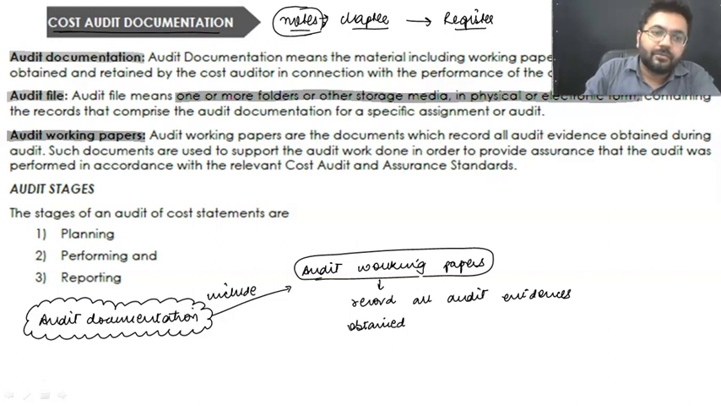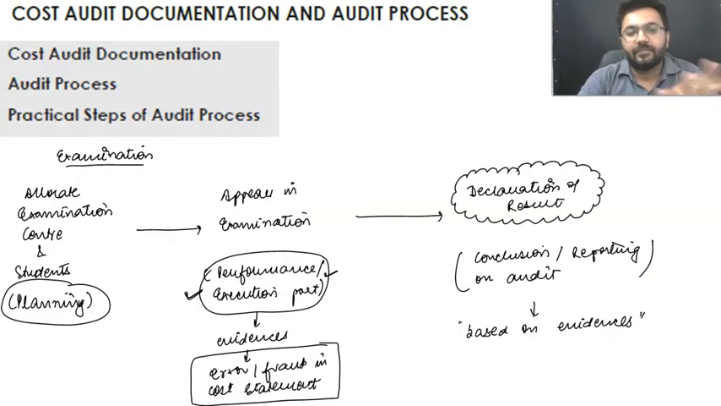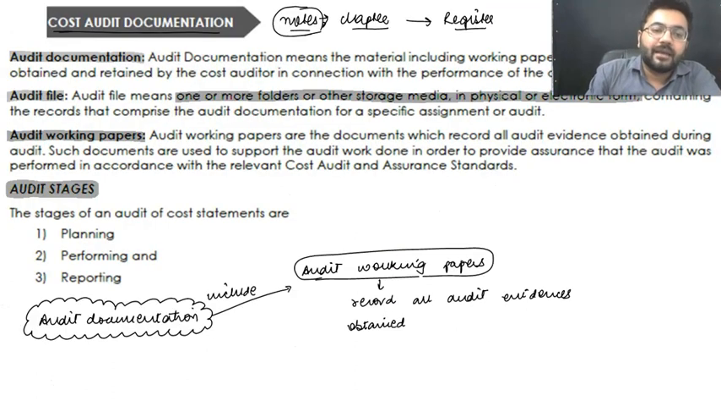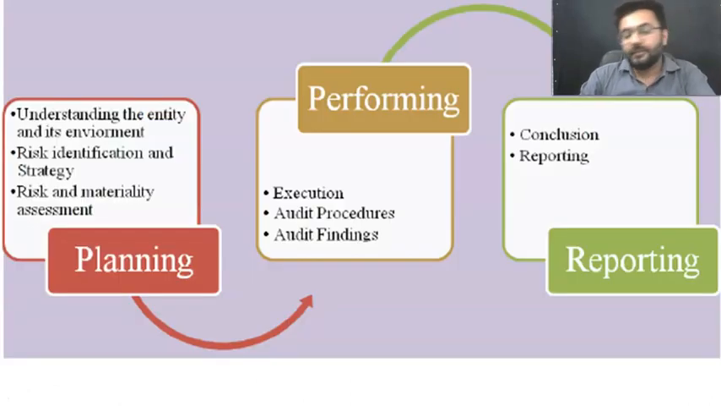Right? Moving ahead, the next is audit stage. If we talk about audit stage, what are the various kinds of audit stages? This is something which we have already covered over here: planning, performance, and reporting. So how they have summarized it: the very first is planning, after that they have the performing part, and at the end they have the reporting stage. Now the very first part which we are going to talk about, my dear students, is planning.